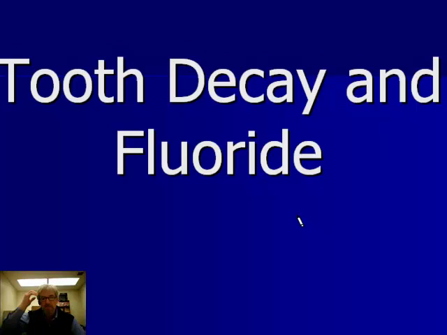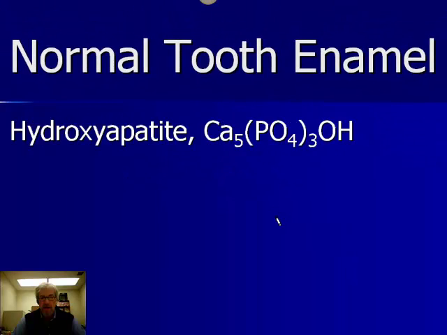I'm going to finish this up with a kind of a practical example of the power of KSP in determining real-life situations like tooth decay. Normal tooth enamel is made of a mineral called hydroxyapatite. And hydroxyapatite has this formula. It's got 1 cation but 2 anions.